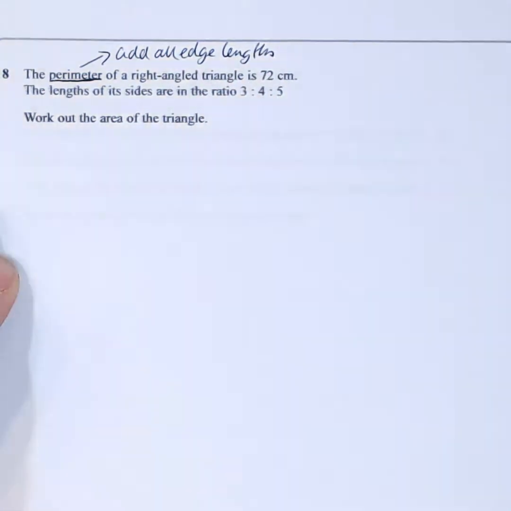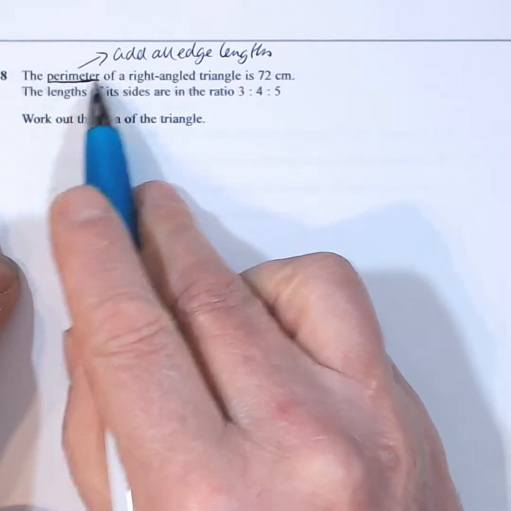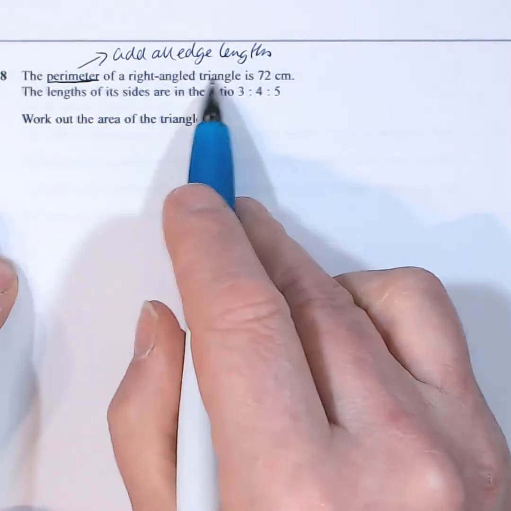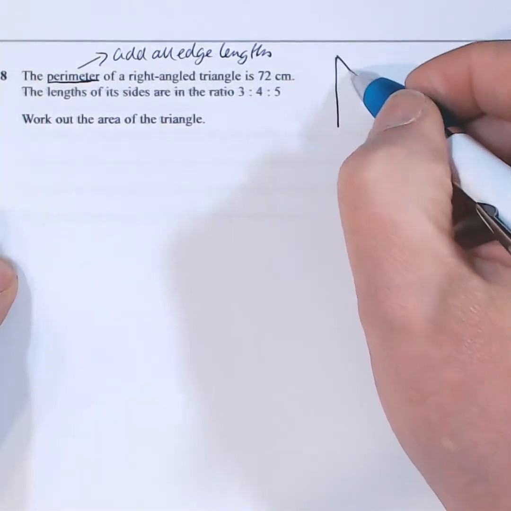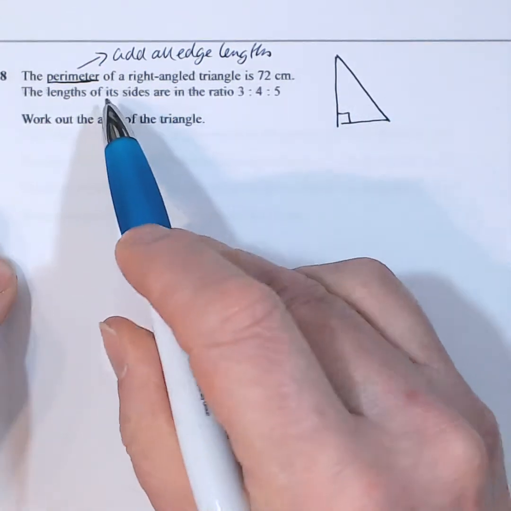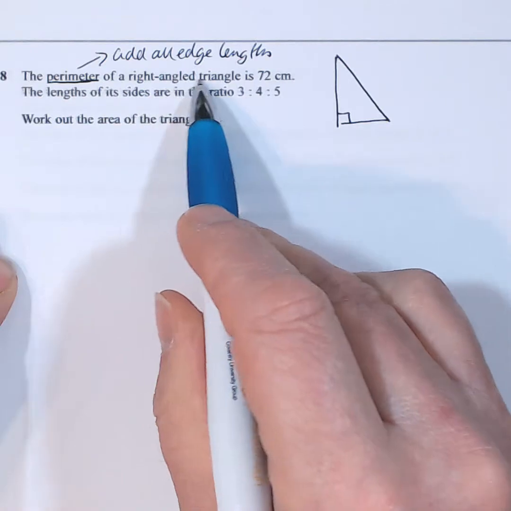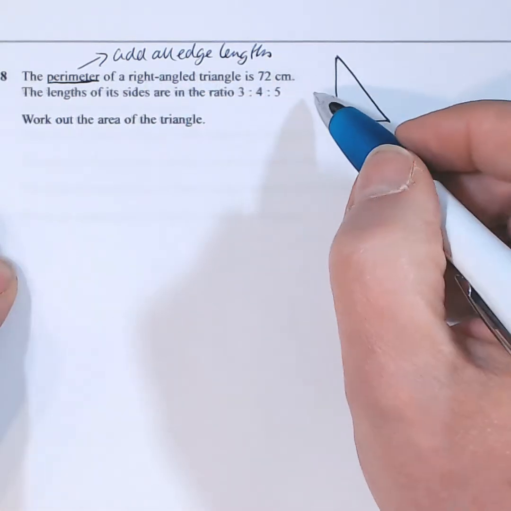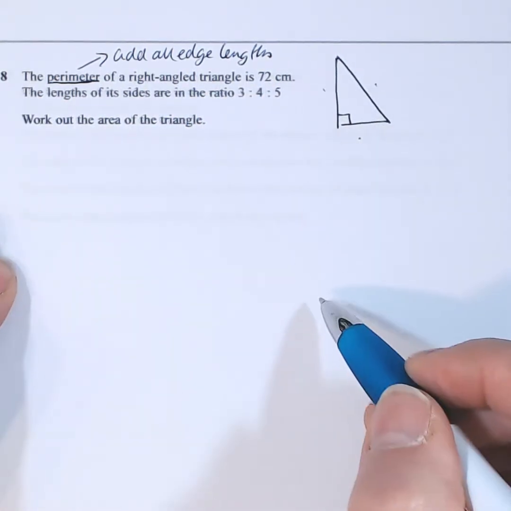So we've got to remind ourselves what keywords mean. Perimeter is add all edge lengths, and it's talking about a right angle triangle, so we can help ourselves by sketching out a picture of what was going on. And it's telling us that the right angle triangle has a perimeter of 72, so that means that length, and that length must all add up to 72.